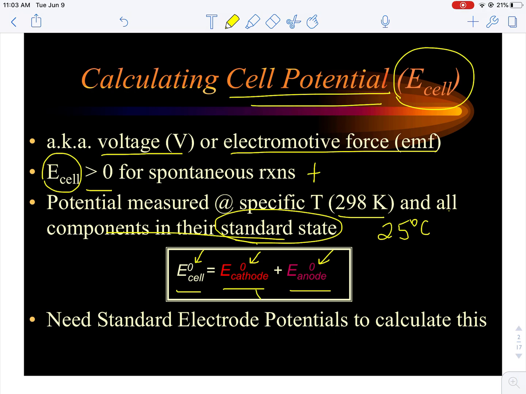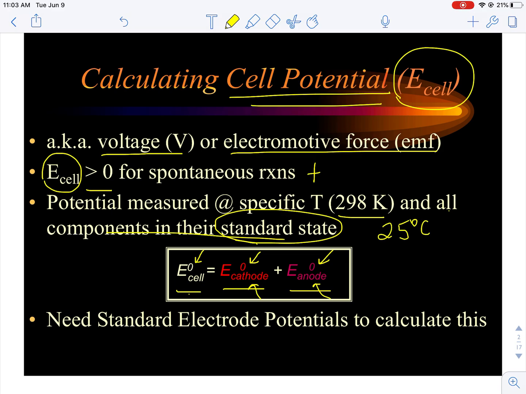And yes, the vocab words cathode and anode are new to us as of this moment in time. They will be defined more clearly in a few slides from now. So for the time being, let's just copy down the formula. The standard cell potential is equal to the standard cell potential of the cathode plus the standard cell potential of the anode. Now, where do we get these standard cell potential values from?